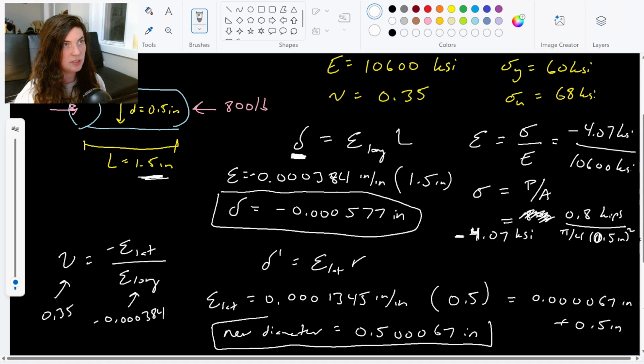So it saved us a few steps in having to go through the whole Hooke's law calculation with modulus of elasticity and stress. Instead, we could just use the Poisson ratio and the definition of strain here to get the new diameter a little bit more quickly.